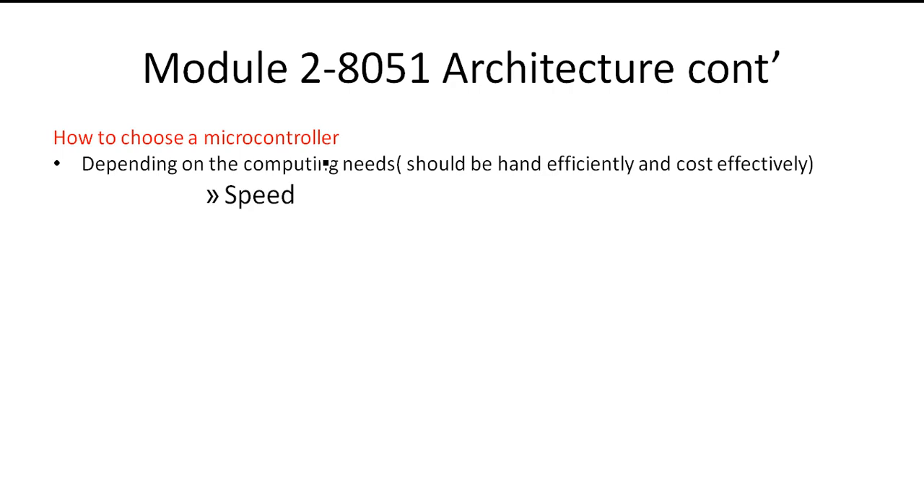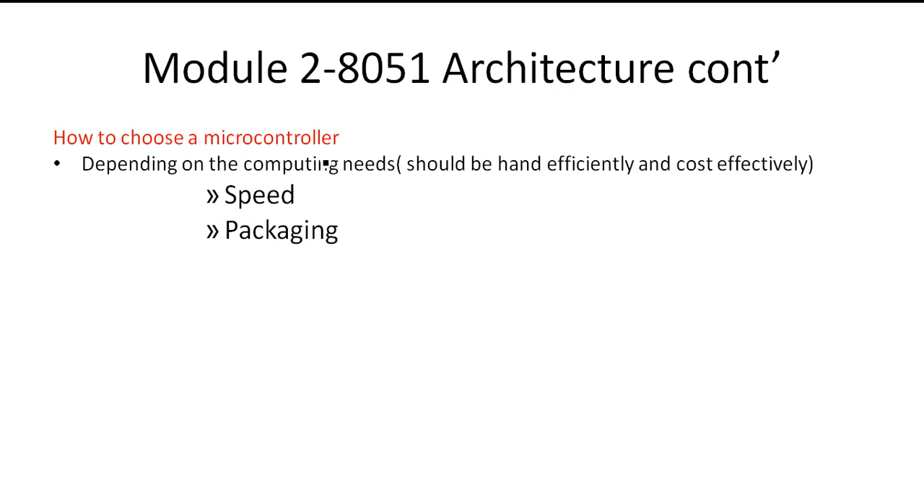Speed. With what maximum speed will our processor operate? Most of our microcontrollers operate at megahertz only, while computers operate at gigahertz. Even though computers run at a very high speed, we are not going to use a computer for small, purpose specific applications. We will go for an embedded microcontroller system only. So the speed of the microcontroller is an important point while choosing a microcontroller.